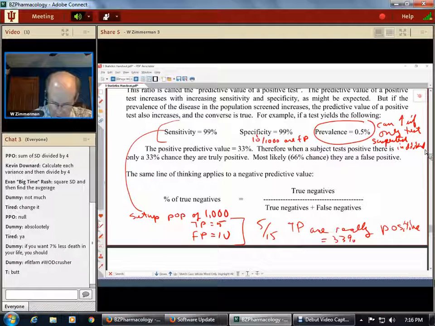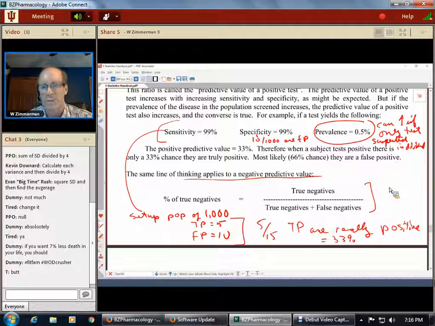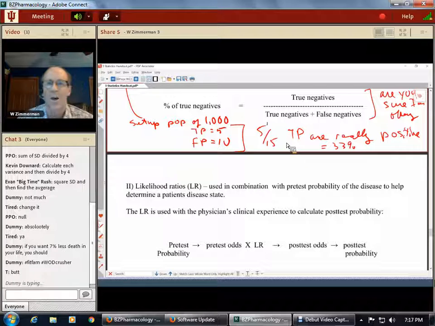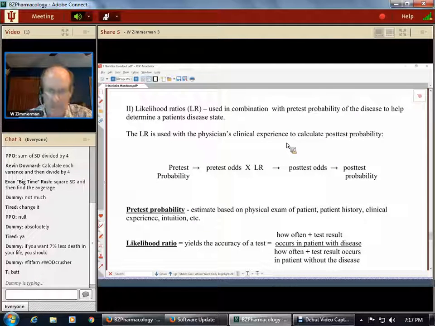Let's see. We can use the same kind of thinking for a negative predictive value: true negatives over true negatives plus false negatives. In this case, what you're able to hear is, wow, doc, that's a relief. Are you sure? I'm okay. And it's the same kind of thinking. Okay, we'll wind up this evening looking at these likelihood ratios.